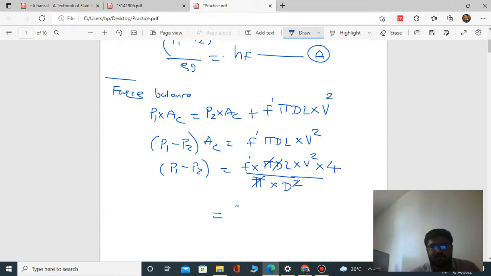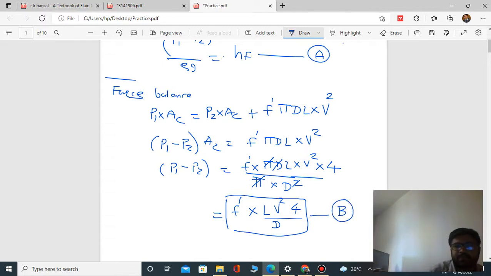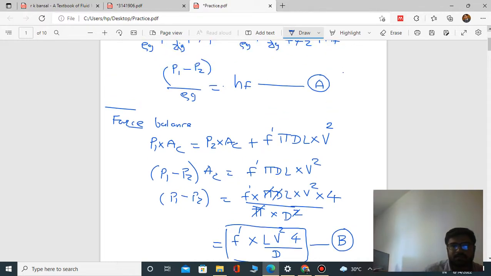So what is the equation? F dash, then L v square 4 into d. So this is the equation for P1 minus P2. Now let us call this equation B. So this is our equation B. Now we will have to compare equation A and equation B.